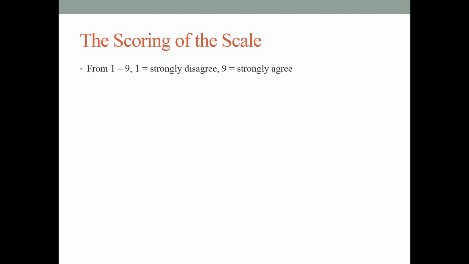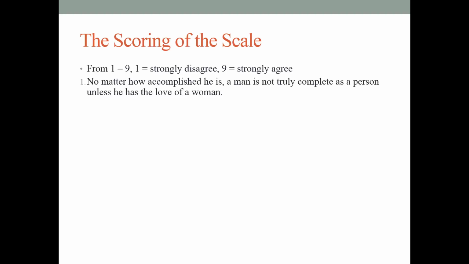So now let's talk about the scoring of the scale. For example, there's a question. We say, from 1 to 9, 1 means strongly disagree, 9 is strongly agree. No matter how accomplished he is, a man is not truly complete as a person unless he has the love of a woman.